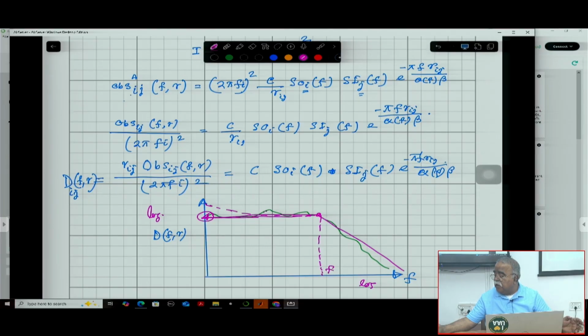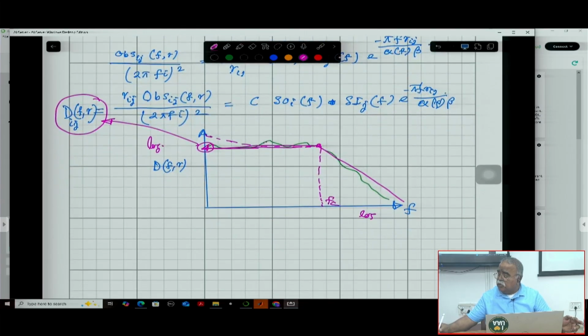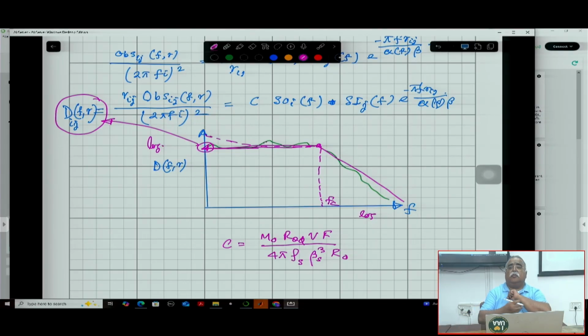Okay, so if you can do that, then this number will be equal to this, and the constant term c will be equal to M0 into R theta phi into V into F, divided by 4 pi into rho s into beta s cubed into R0. R0 is 1 kilometer, right? R0 equals 1 kilometer.